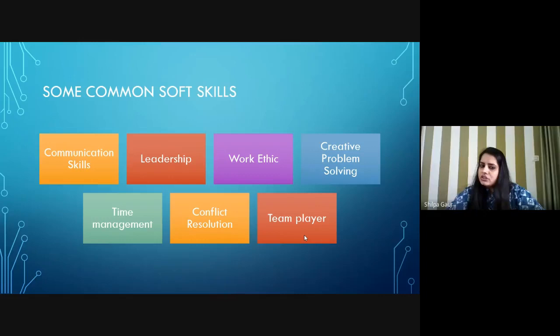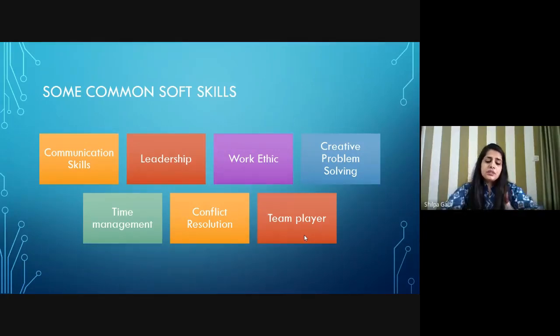So, I'll just give you one small tip here. Whenever you wake up in the morning, just decide a few things for the day: aaj ke din mein mujhe kya kya kaam karna hai, right? And just finish that work by the end of the day. You'll feel so good and relaxed that, yes, I have done something for me.